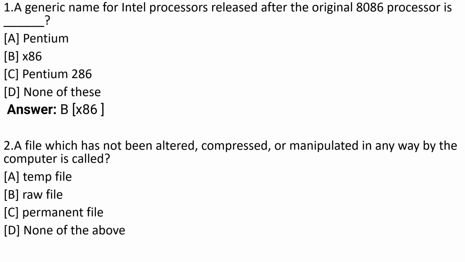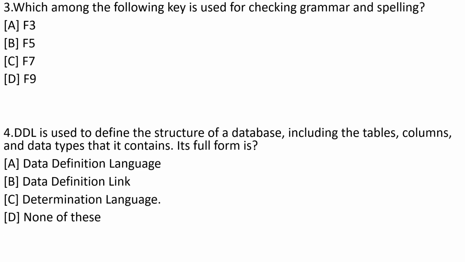Question number 2. A file which has not been altered, compressed or manipulated in any way by the computer is called option A, temp file. Option B, raw file. Option C, permanent file. Option D, none of the above. And the answer is option B, raw file.